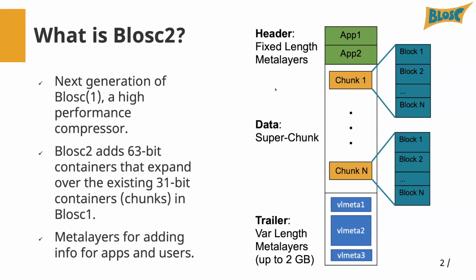So what is Blosc2 adding? It's 63-bit containers that expand over the existing 31. Essentially what we have is a header where different applications can add meta information about the layers that they are adding. Then we have the regular chunks, and these chunks are split again into different blocks. So instead of a typical single partition schema, we have a two-layer partition schema inside Blosc2. And at the end, there is the trailer where the user can add variable-length meta layers, up to 2 gigabytes of that.